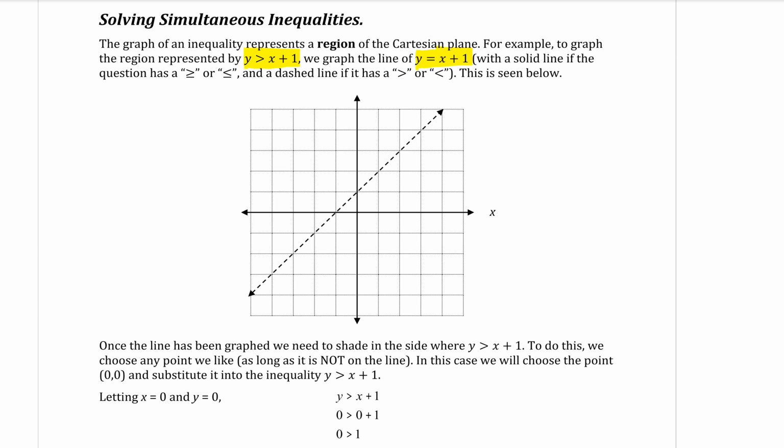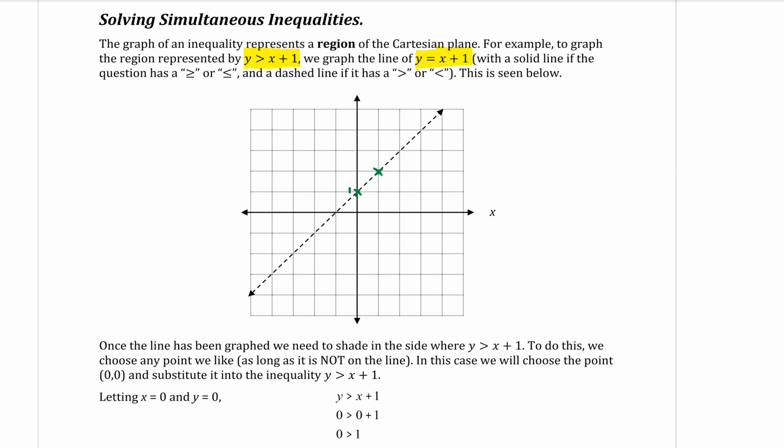So the y-intercept of that line is 1. So I'd go y-intercept at 1 and I'd put that right there. And the gradient, which is in front of the x, would also be 1, which means I'd rise 1, run 1 on there, and I would get those two crosses. And I'd join them up.